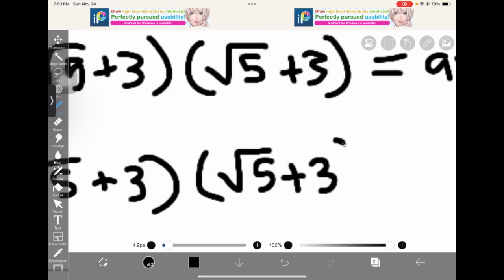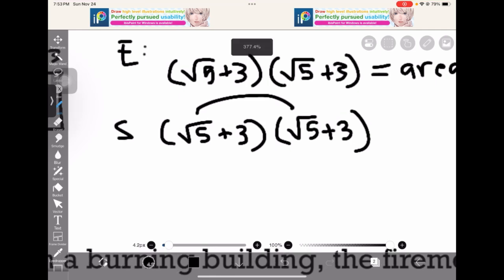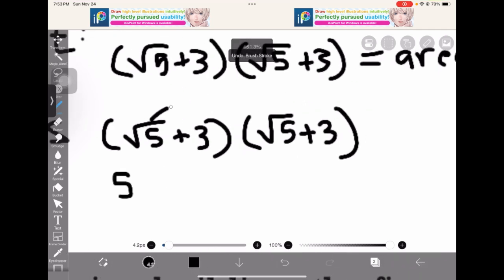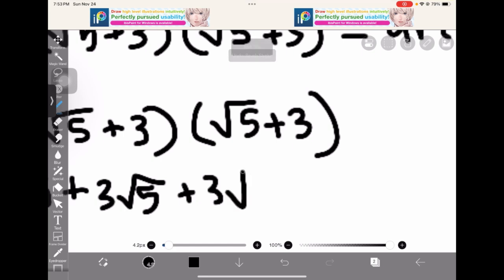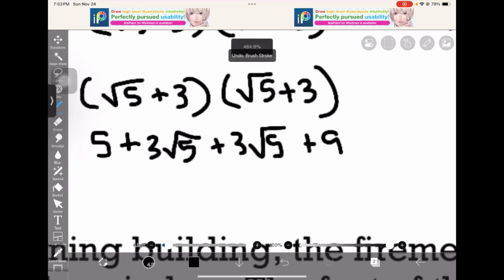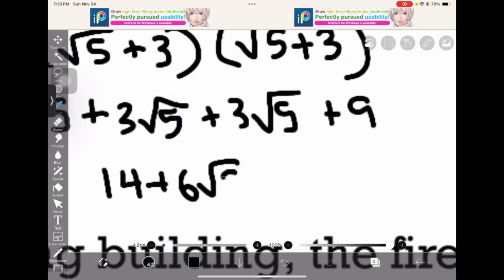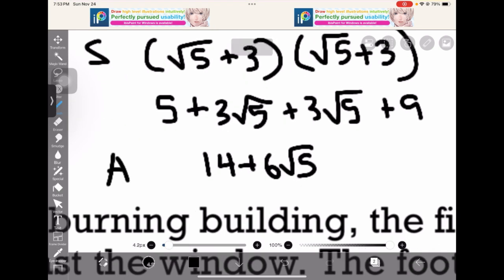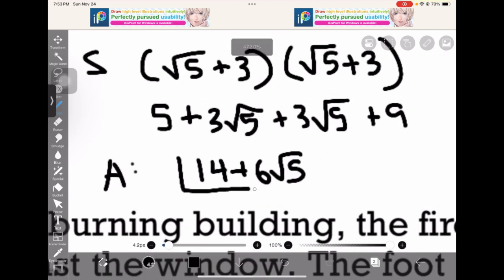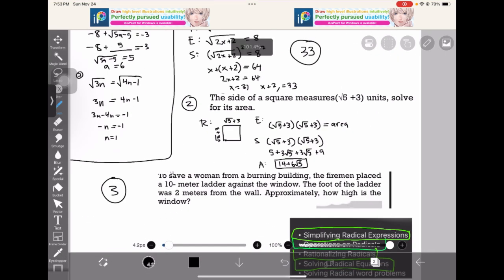So this is equal to 5. 3 square root of 5. 3 square root of 5. And this would be 9. So 14 plus 6 square root of 5. There we go.